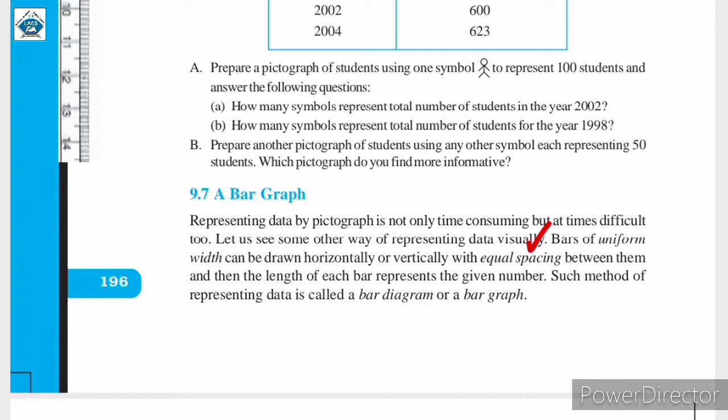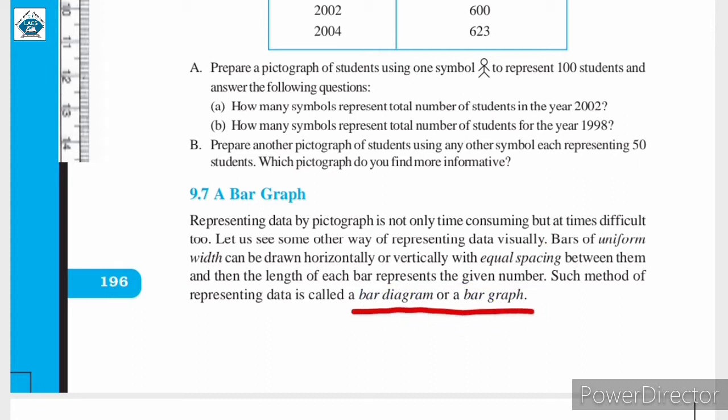Now, bars of uniform width can be drawn horizontally or vertically with equal spacing between them, and then the length of each bar represents the given number. In this way, bars are drawn which represent data, and this is called a bar diagram or a bar graph.